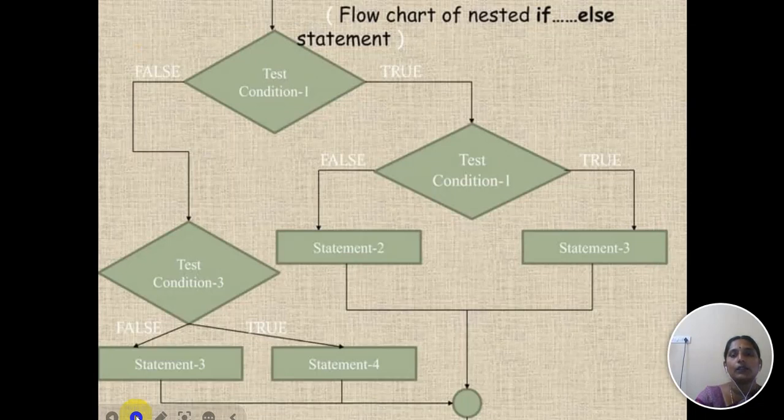So here is the flow chart of the nested if else statement. Test condition 1 is checked first. If it is true, then check test condition 2. If test condition 2 is true, then statement 3 will be executed. If test condition 2 is false, statement 2 is executed. If test condition 1 is false, then check condition 3. Condition 3 is evaluated. If it is true, then statement 4 will be executed. If condition 3 is false, statement 3 will be executed. After all the conditions are evaluated, the control flow is transferred to the next statement.